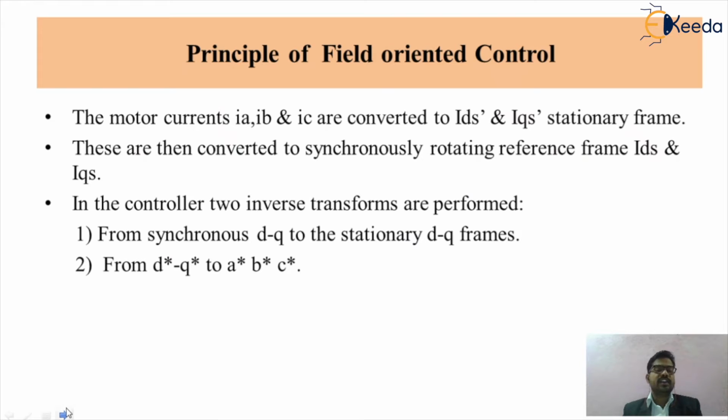Now we can understand again the basic principle by means of the theoretical means. So simply, as we have seen, the ABC is converted into IDS and IQS in the stationary frame, and now these are converted into a rotating frame, that is IDS and IQS, that we had already discussed.